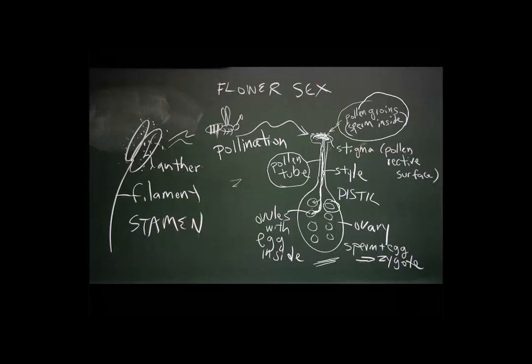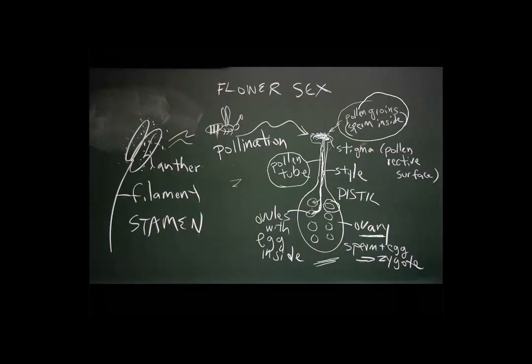And sperm from inside the pollen grain enters the ovule where there is an egg and fertilization takes place. Ta-da! And that ovary, which contains ovules, when fertilization takes place and the embryos develop, they become seeds, which are baby plants. So that's flower sex.